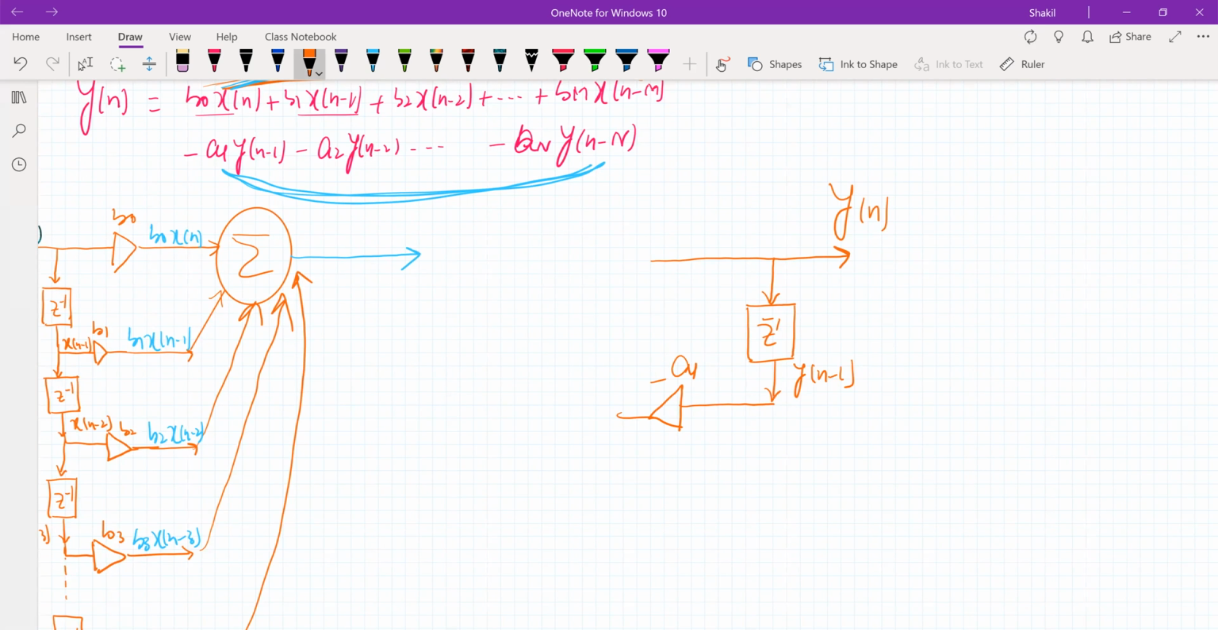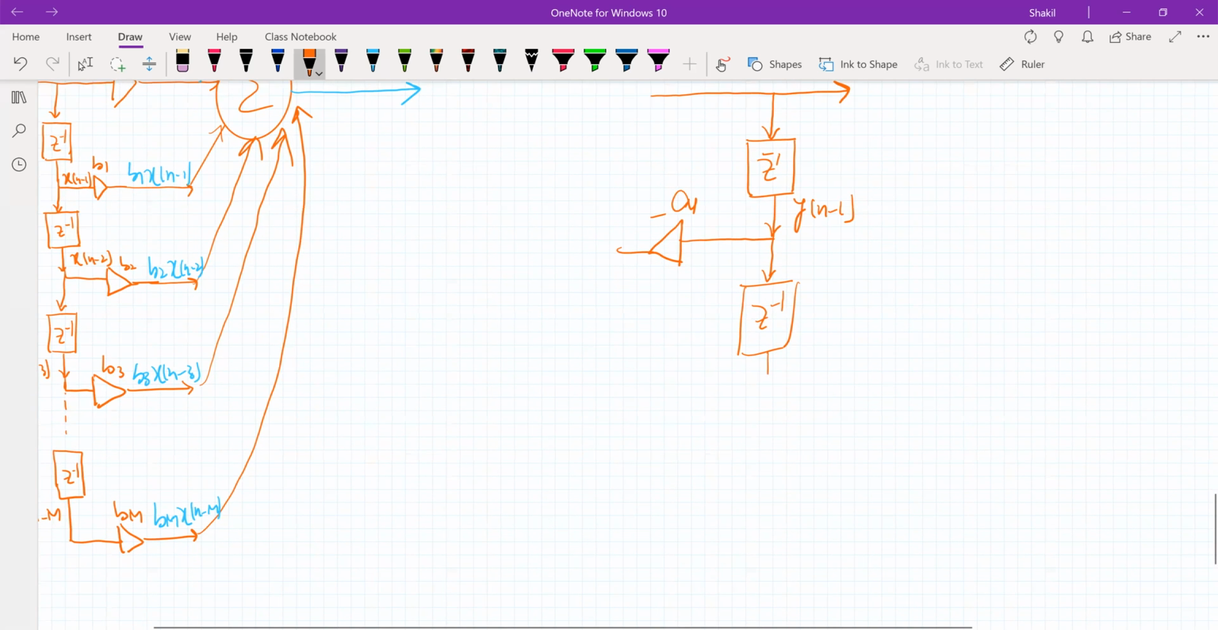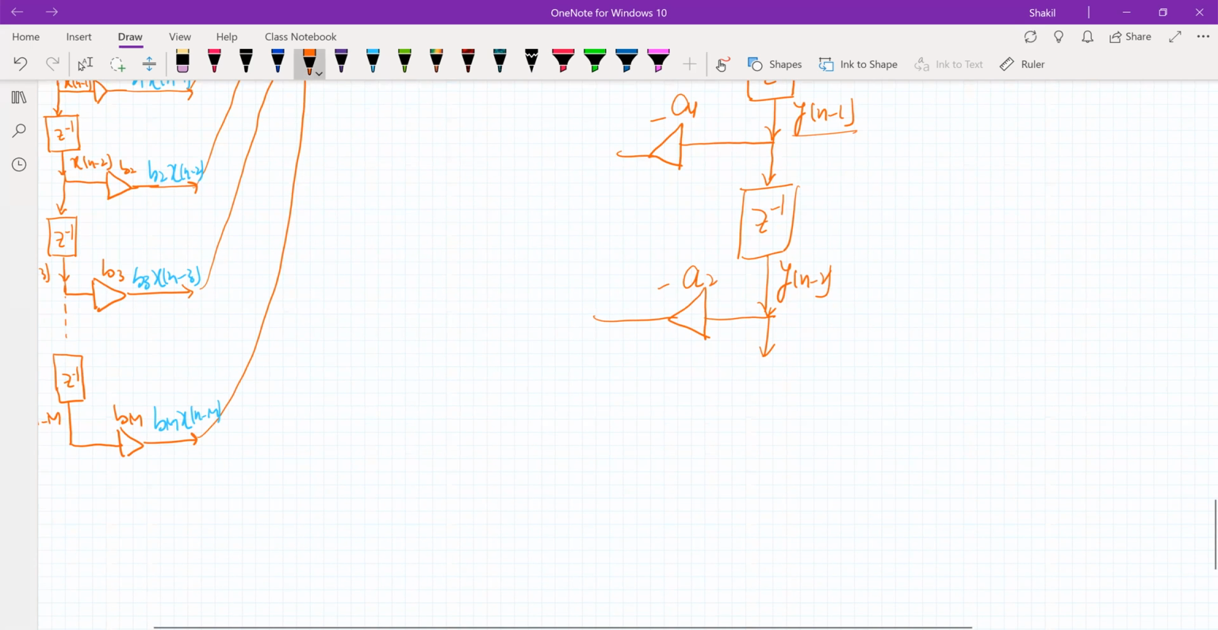Remember that. Now I'm going to further delay. So what I have here is y of n minus 2. If I delay y of n minus 1, it will be y of n minus 2. Now I will further pass this through a multiplier whose multiplication value is minus a2. Then I will again delay.